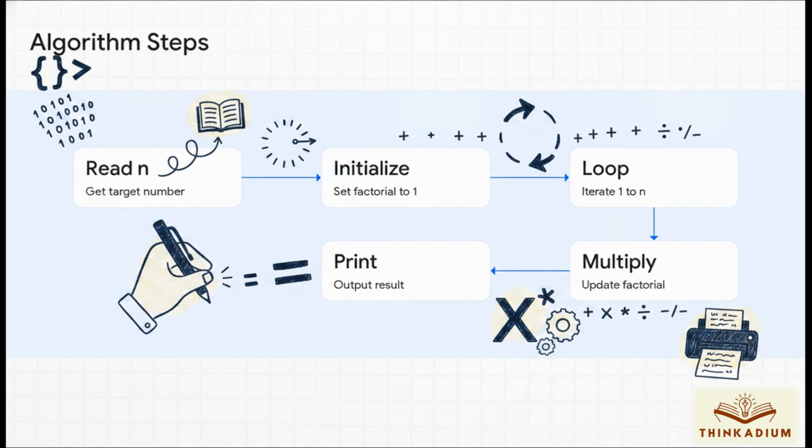So how do those manual math steps translate into a logical set of instructions for a computer? Well, here's our algorithm. Step 1, read the number. Step 2, initialize our factorial running total at 1. Step 3, start a loop from 1 all the way up to our target number, n. Step 4, inside that loop, multiply the factorial by the current number. And finally, step 5, store that updated result and print it out.